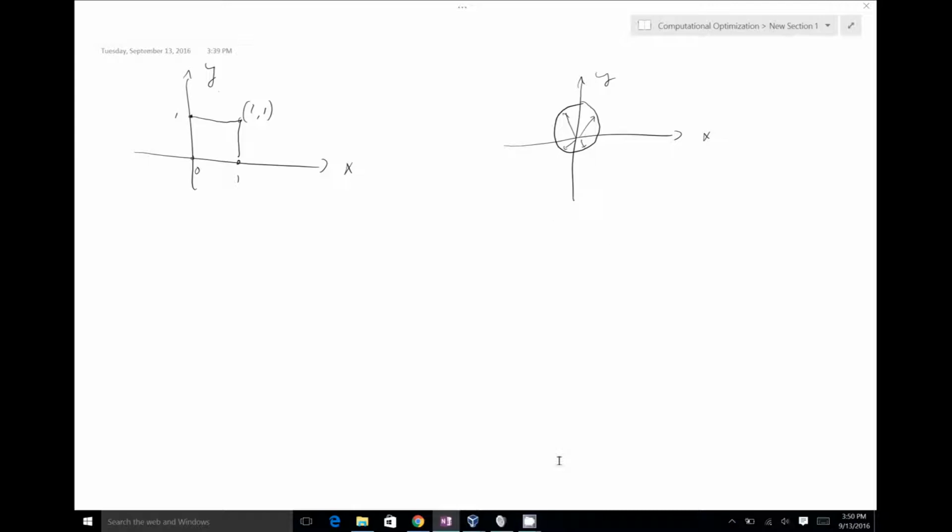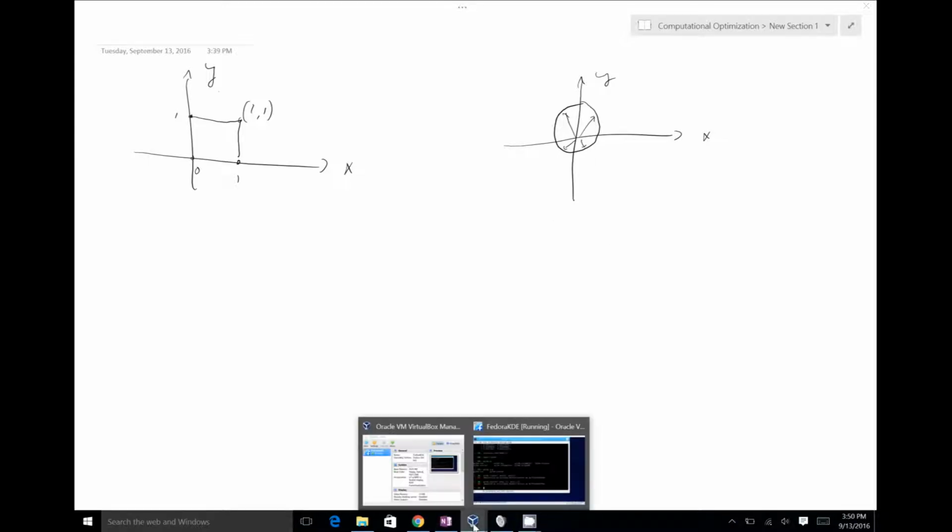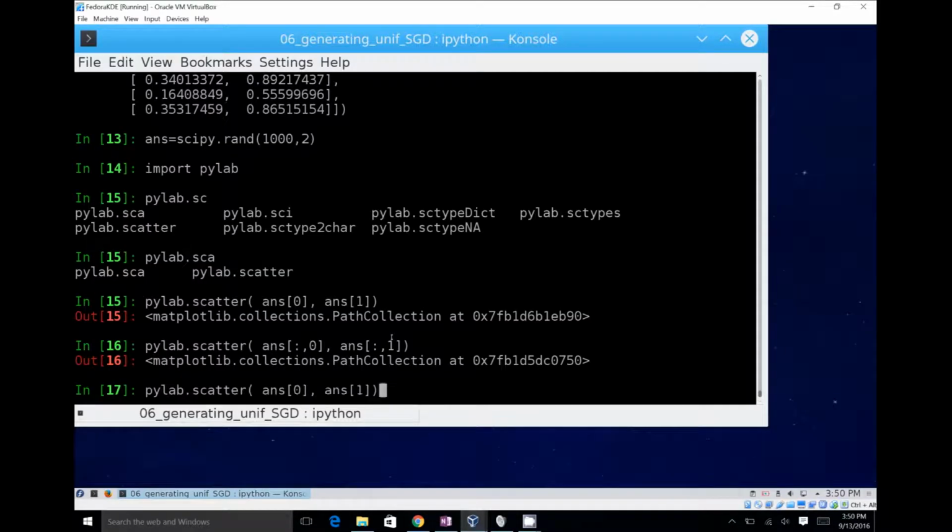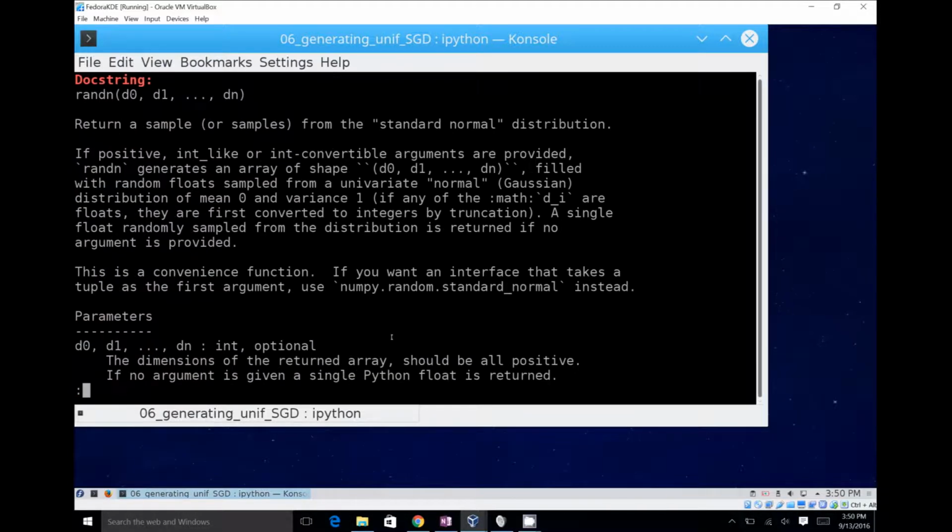I'm going to show you by first plotting something else. So we saw the rand function. It generated uniformly random things between 0 and 1. So let's take a look at randn. So randn returns a sample or samples from a standard normal distribution, so just a Gaussian distribution. And there's a bunch more documentation, but it basically works the same way. You pass in the shape, and it's going to generate a bunch of Gaussians.